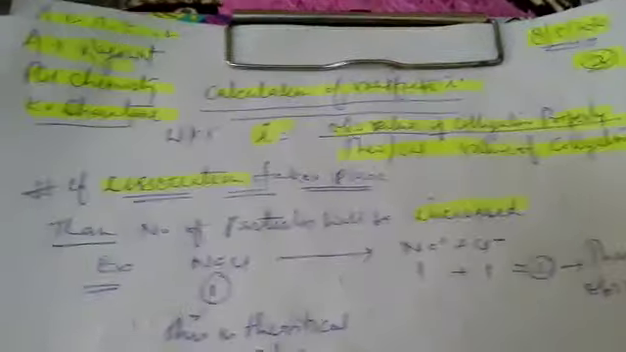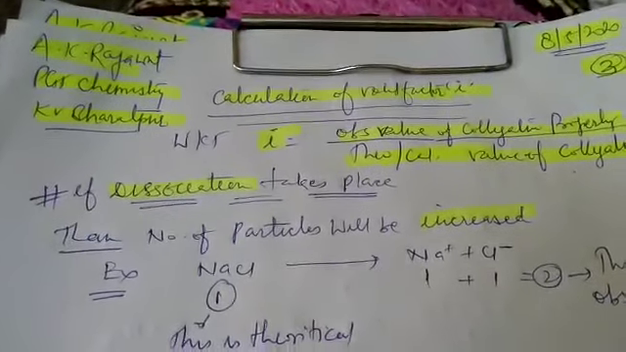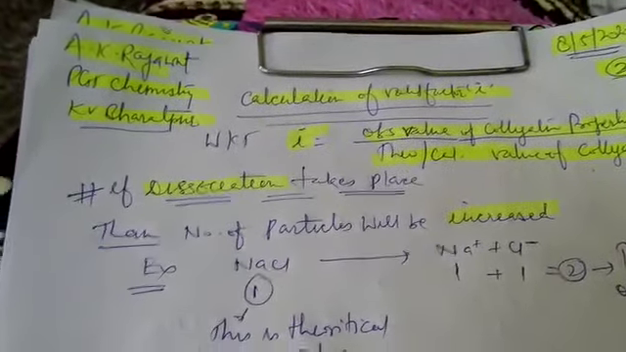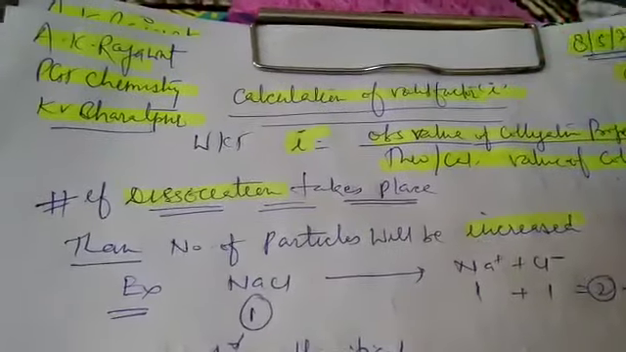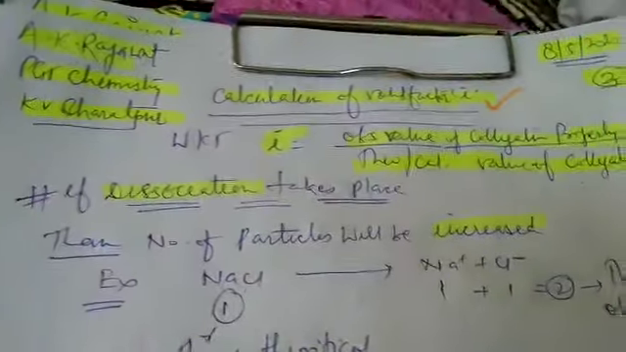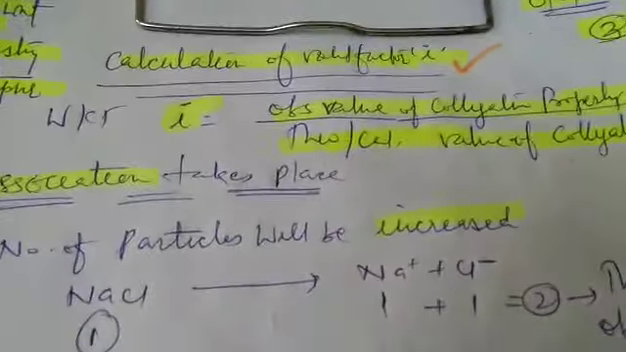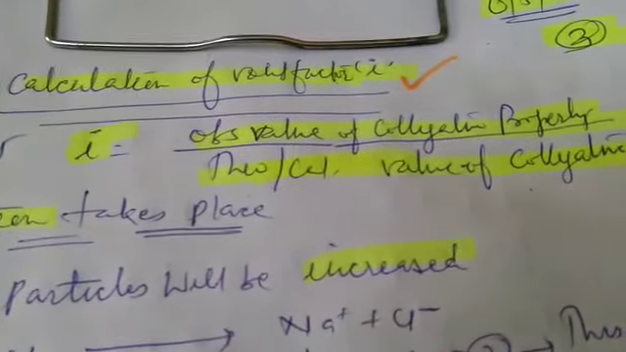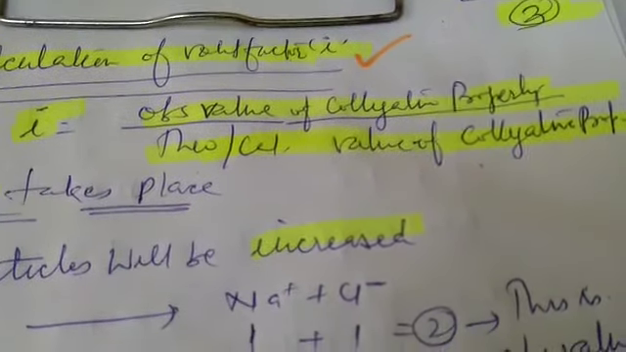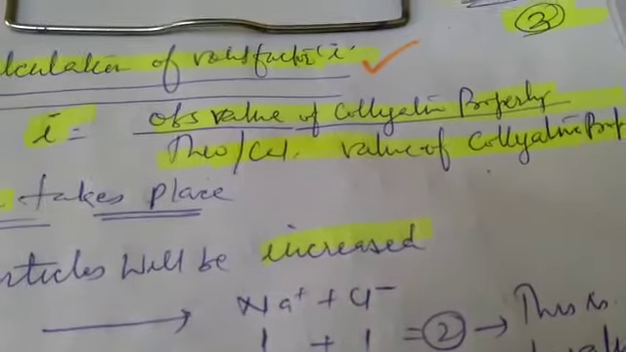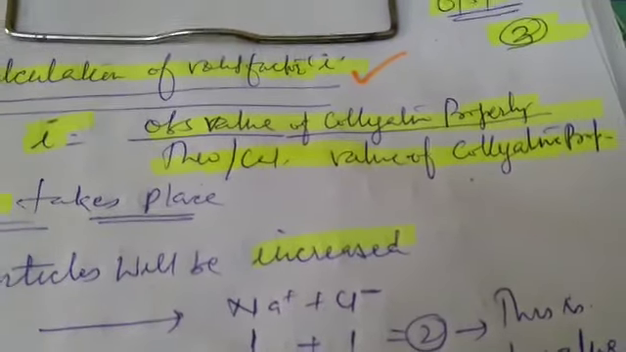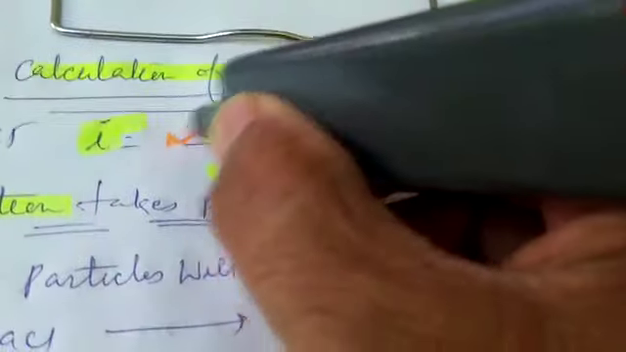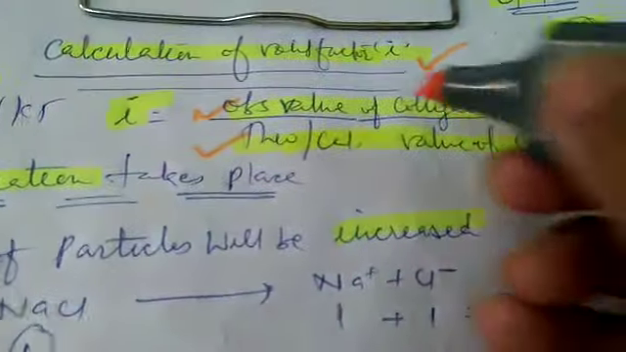Students, now we will try to learn how to calculate van't Hoff factor i. We know that the formula to calculate i is observed value of colligative property upon theoretical or calculated value of colligative property.